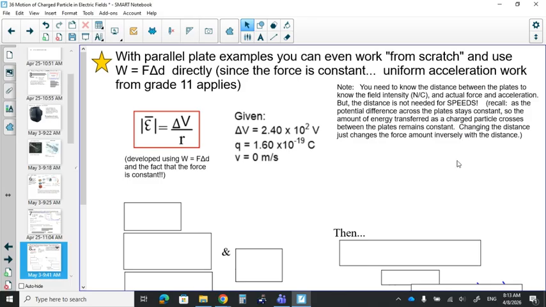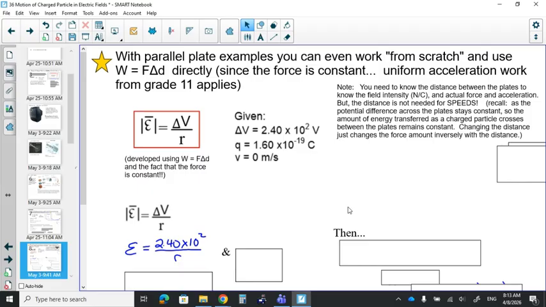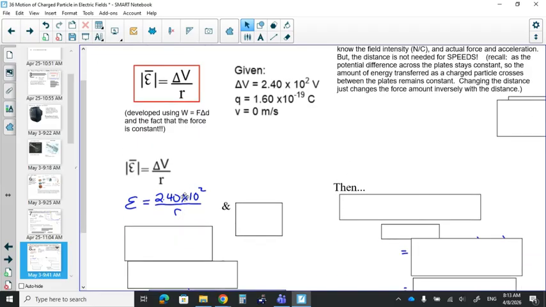So what happens, of course, like we mentioned before, as you're changing the distance between the plates, that just changes the amount of force kind of inversely with the distance between the plates, right? The further apart the plates are, the less force there is. And so overall, that force will do the same amount of work over that entire distance, regardless of what that distance is. So remember this thing here is force per charge, right? This is newtons per coulomb, how much force there is on each charge. And so we have the voltage divided by the R, the space between.